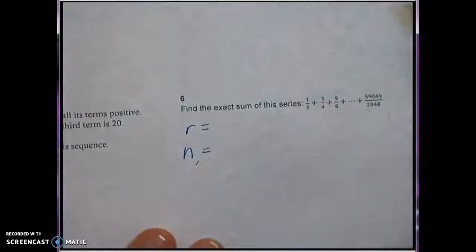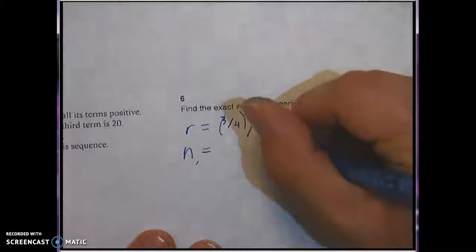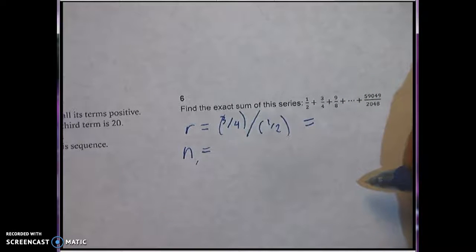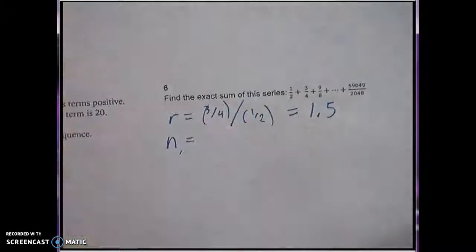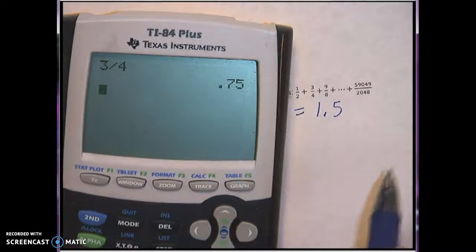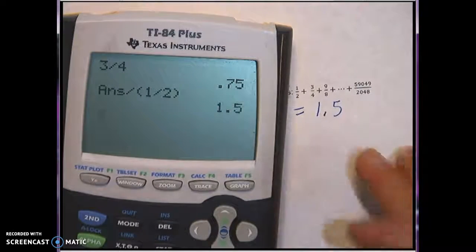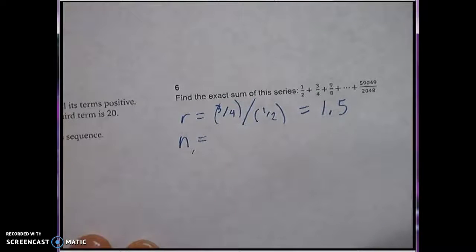Because the formula, we just need to know the first term, the common ratio, and the value of n. Common ratio is not too bad. It's just 3/4, which is the second term, divided by 1/2, which is the first term. And you can do that in the calculator or do it in your head. It's about 1.5. If you don't believe me, 3/4 divided by 1/2, 1.5, right there. And n is, now that one's going to be a little bit tougher.